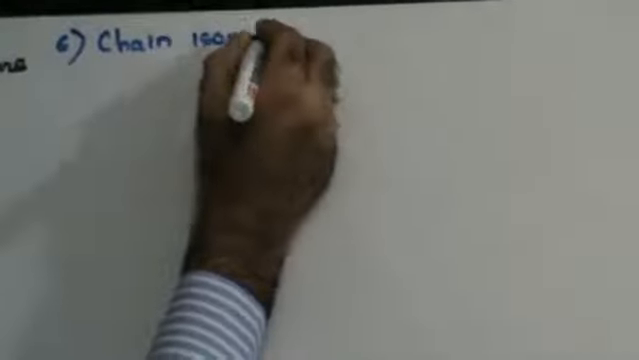First, let us understand what is chain isomerism. What is chain isomerism? The isomerism exhibited by a compound due to the difference in the nature of the carbon chain is called chain isomerism. I'll show you this with the help of an example. Let me write the definition first.